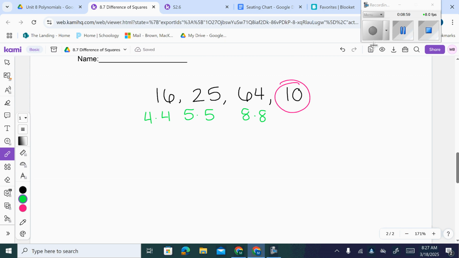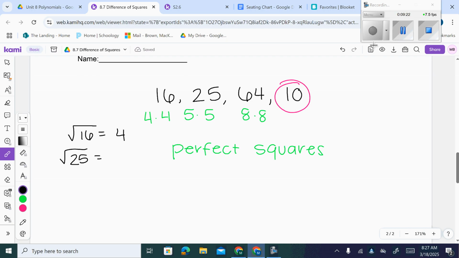All of these, what do you call these numbers when you multiply it by itself and you get a number? Perfect squares. All of these are perfect squares, which means you can take the square root of it, okay? What is the square root of 16? 4, because 4 times 4 gives you 16. What's the square root of 25? 5, because 5 times 5 gives you 25. What's the square root of 64? 8, okay? What's the square root of 100? 10. All of these are perfect squares. If I take the square root of 10, am I going to get a whole number answer? No, so 10 is not a perfect square.